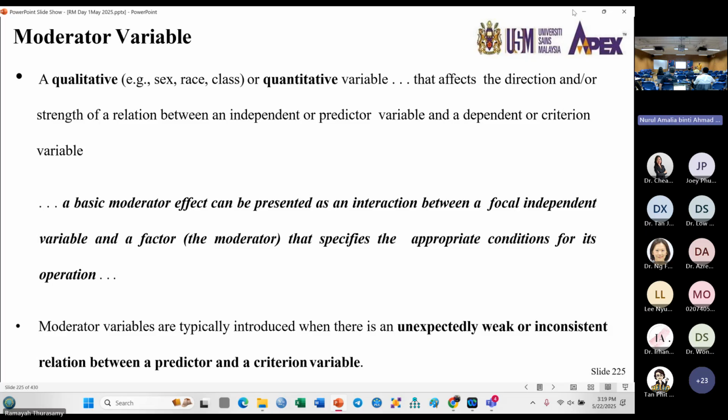Your independent variable and dependent variable, according to theory, are supposed to be significant all the time. But in the empirical literature, some people find them to be significant, some find them not significant. Sometimes they are significant, but the beta values are lower than 0.2. Those are an indication of possible moderators.